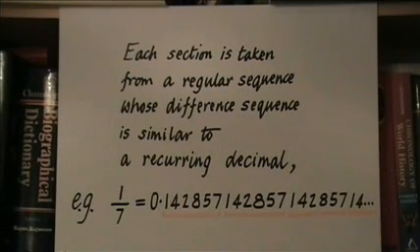Now, each section of the prime number sequence is taken from a regular sequence whose difference sequence is similar to a recurring decimal. Take a recurring decimal like 1 over 7, which has a period of 6, and it goes 0.142857, 142857, 142857, ad infinitum. And these regular sequences from which the sections of the prime numbers are taken have difference sequences like that, which repeat forever.